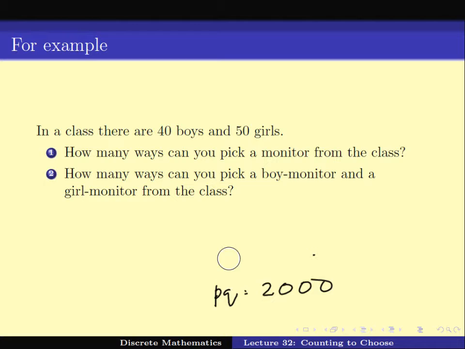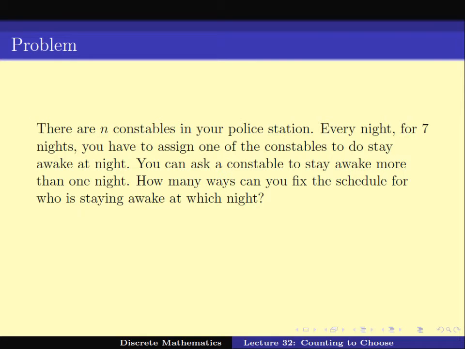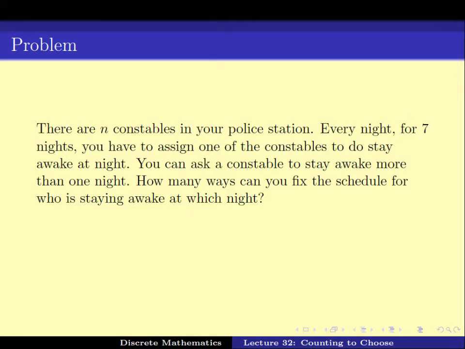Now, using these two simple rules, let's move ahead and try to see some more interesting problems. So here is the problem set. Imagine you are a police officer and there are n constables in your police station. Every night, for 7 nights, you have to assign one of the constables to stay awake at night. Now you can ask a constable to stay awake for more than one night.